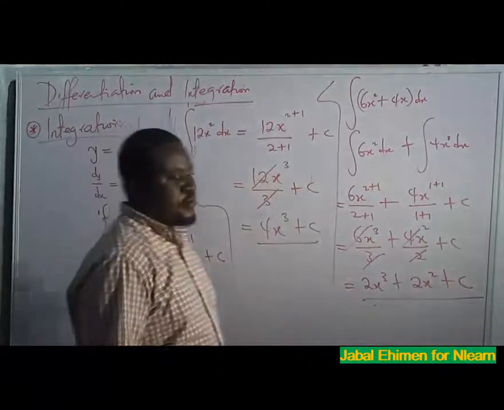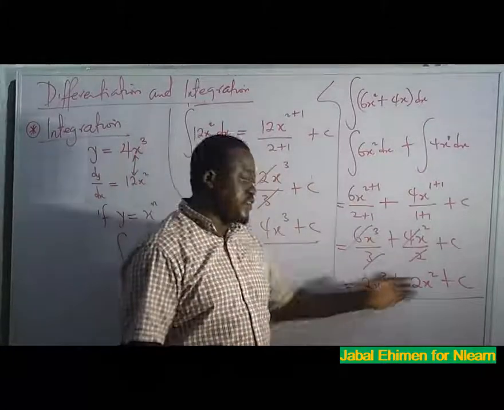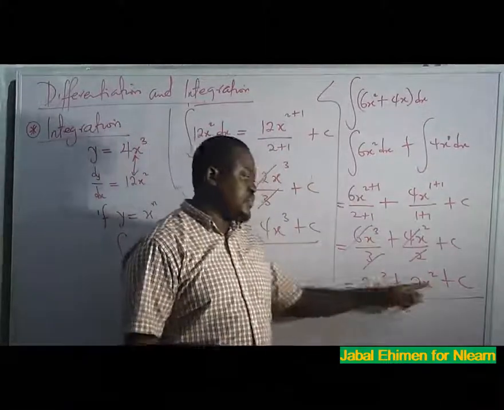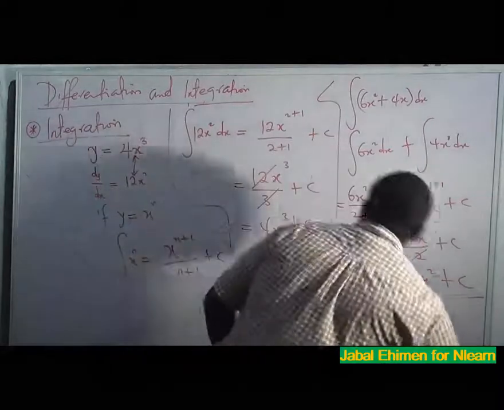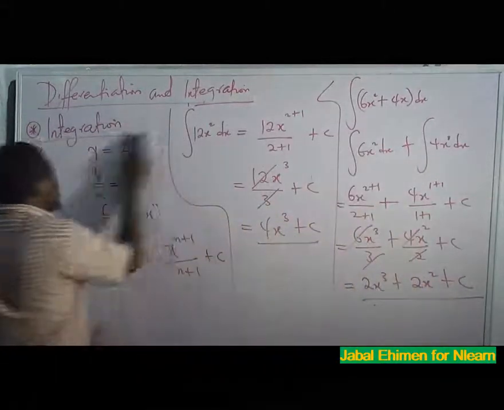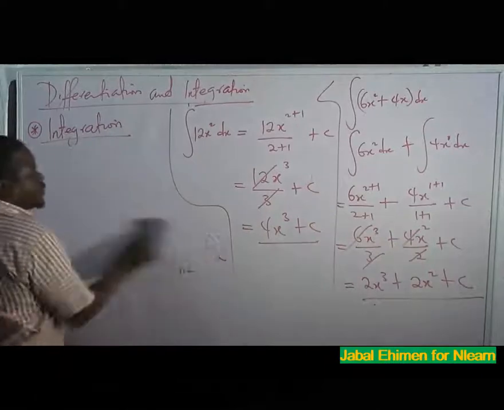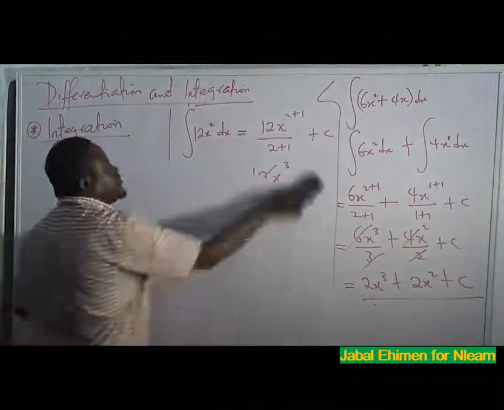That's it. Somebody is asking, can't you combine the two of them? No. X raised to power 3, x raised to power 2, so you can't combine them. So basically from there, we can have other values. That's one of the rules of integration.